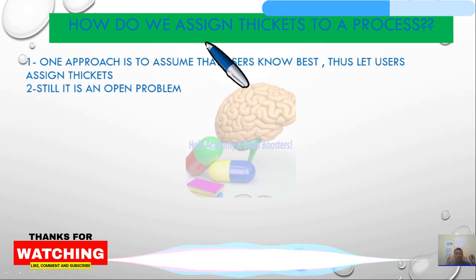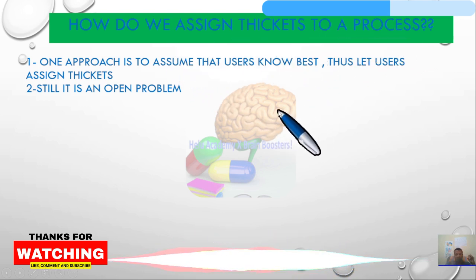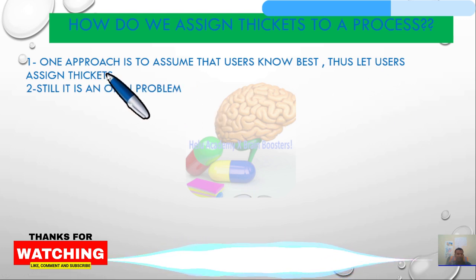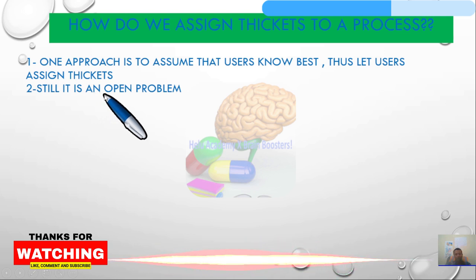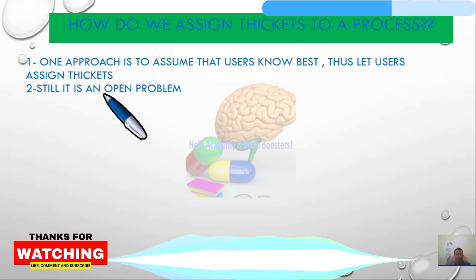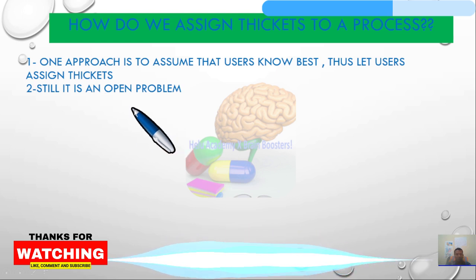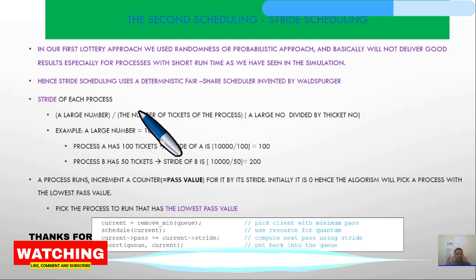So how do we assign tickets to a process? Now the main question is, one approach is to assume that the user knows best, thus let users assign tickets. But the main problem is that it is still an open problem in lottery scheduling. This is a huge problem because how do we assign the lottery? Until now we have been theoretically assigning this number of tickets to this process and that number to another. But in a real scenario, we don't know how to assign tickets to a process.